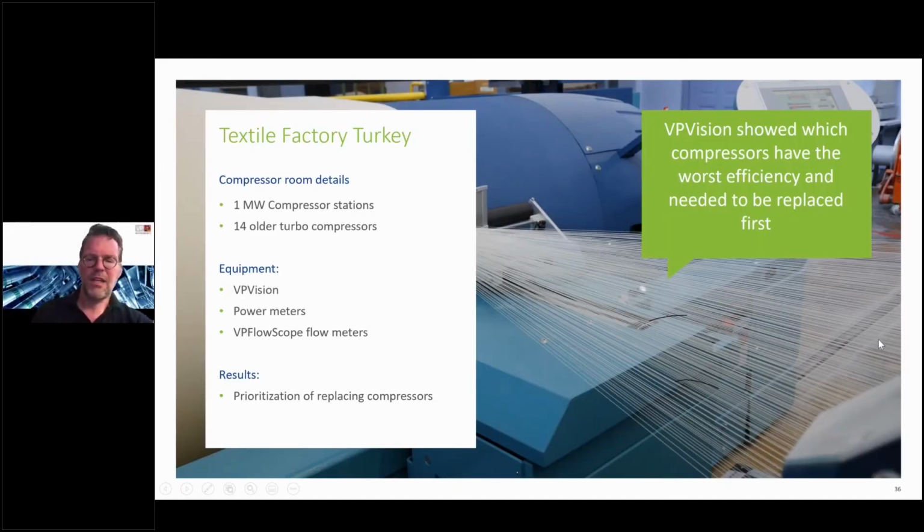This is an example of a factory in Turkey where they also used specific power as a KPI, but in this case, it was used to prioritize the replacement of old compressors. So basically, they were looking at each compressor, what is the output flow, what is the input power, and when some compressor was really off the charts, they would replace that one first. In that way, monitoring the efficiency was helping them to make the right decision and also to manage their cash flow a little bit. Not replacing all the compressors at the same time, but doing it step by step.